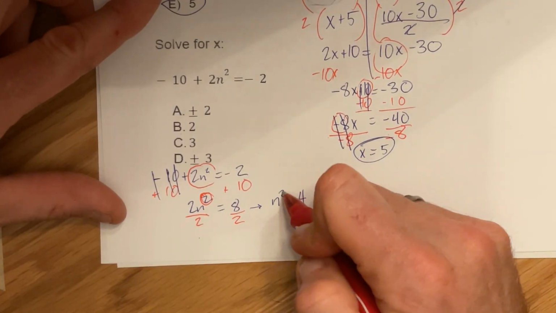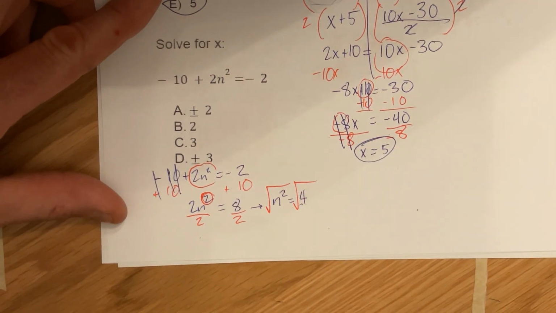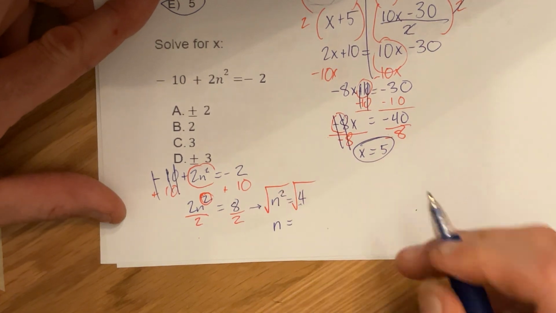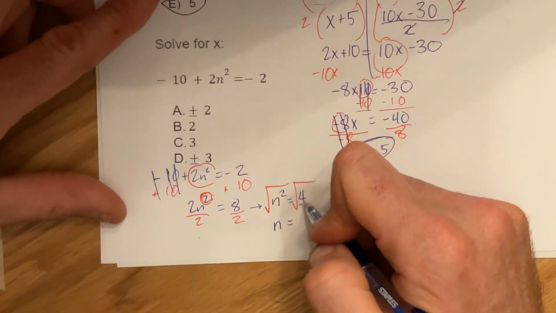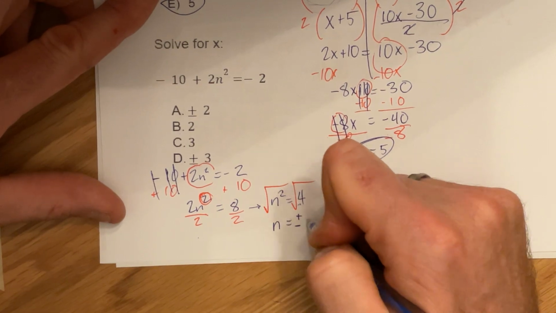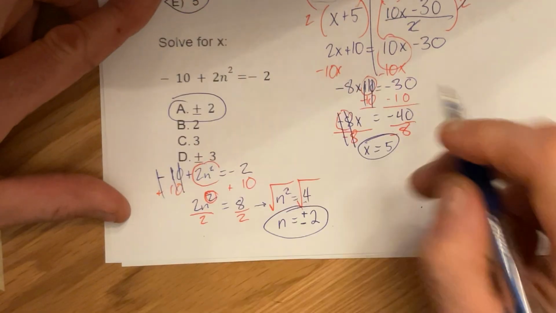And then I've got to undo this square. All right, we're going to undo that square with the square root. Square root of n squared is n. And the square root of 4, there's two values that can multiply by itself to get 4. It would be positive or negative 2. There's our answer for A.